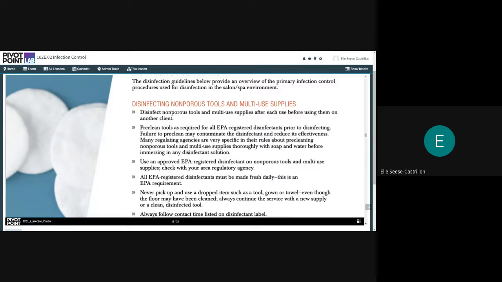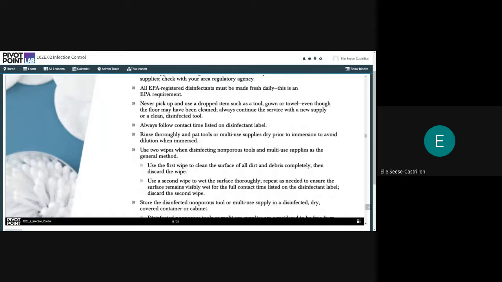So disinfecting guidelines, it says when you are disinfecting non-porous tools and multi-use supplies after each use and before using them on another client, you want to make sure that you disinfect it. Pre-clean the tools as required from the EPA registered disinfectants prior to the disinfecting. Use an approved EPA registered disinfectant on non-porous tools and multi-use supplies. Make sure that all EPA registered disinfectants are made fresh daily.